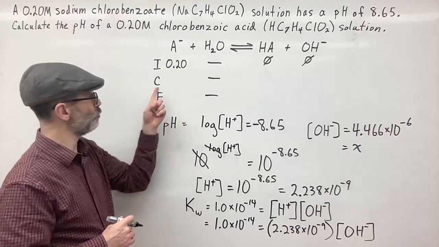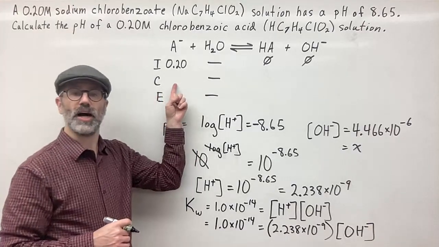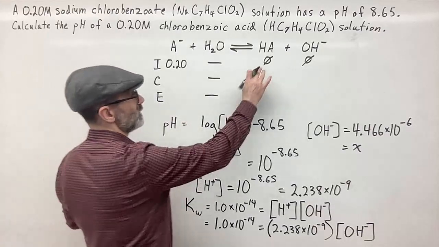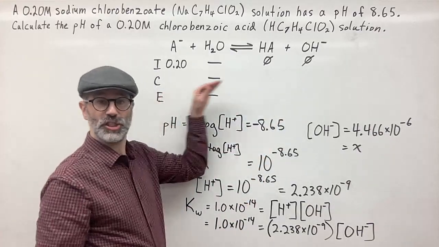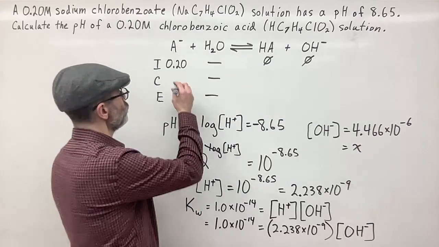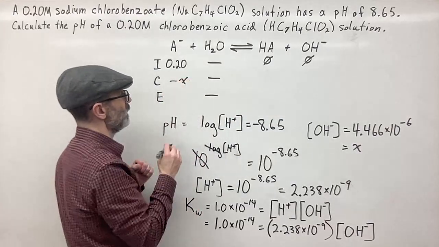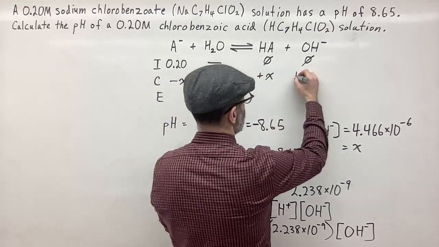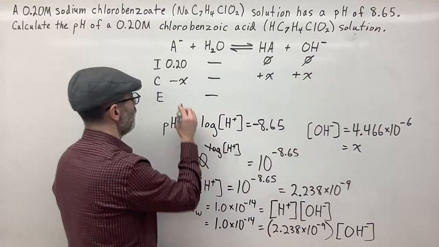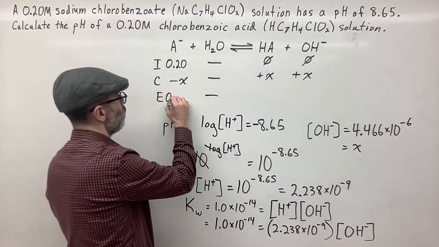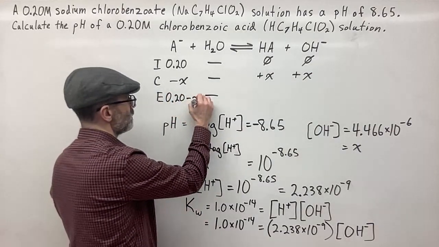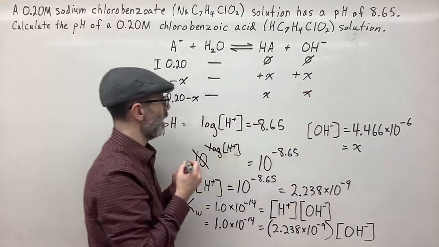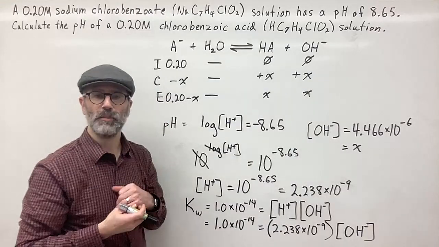Now, usually we would set this up in terms of X, like so, right? Because this is 0, it's going to shift in that direction to make product. So I'm going to lose an X amount here, and I'm going to gain an X amount here and here. And then you would write out 0.20 minus X, and then this would be X, and this would be X. And then you would solve for X using the Kb.